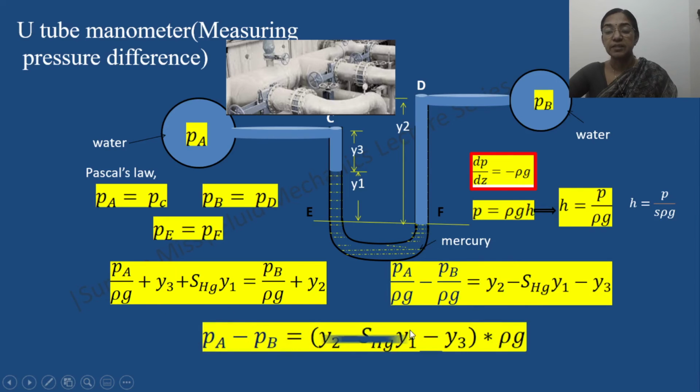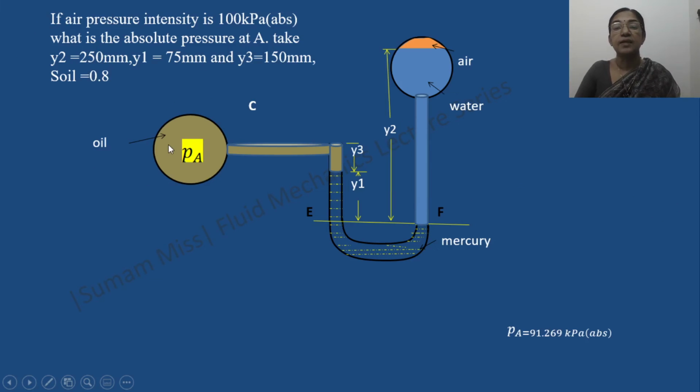So if you want to represent difference in pressure in terms of Pascal or kilopascal, then we have to multiply this term by means of rho g. You must be thorough with the conversion of pressure into pressure head. So the basic equation we have to use is hydrostatic law, or P equal to H rho g, or P equal to gamma H. Now let us discuss a problem with U-tube manometer.